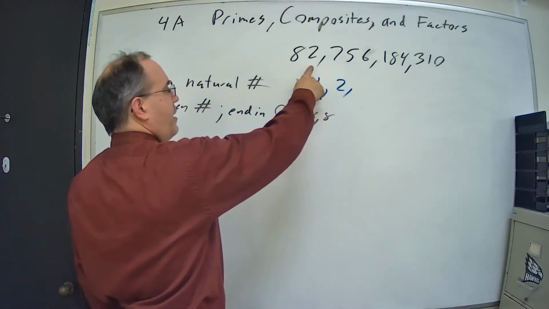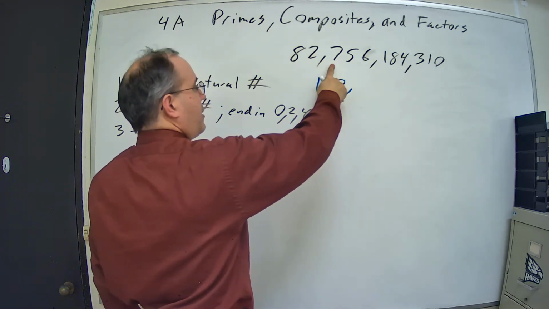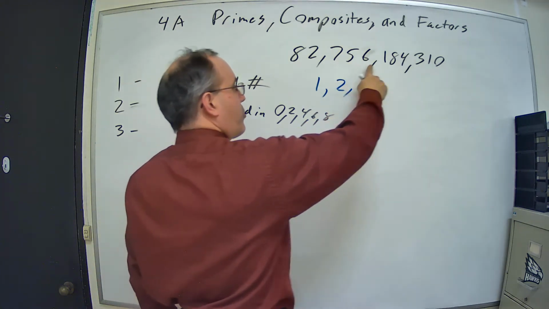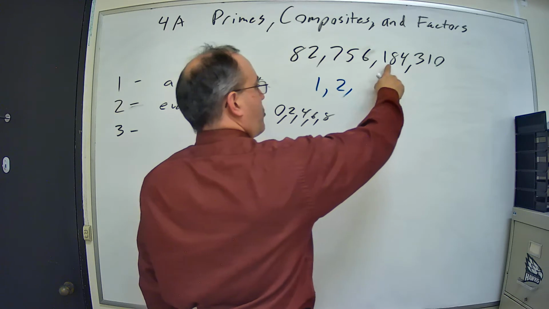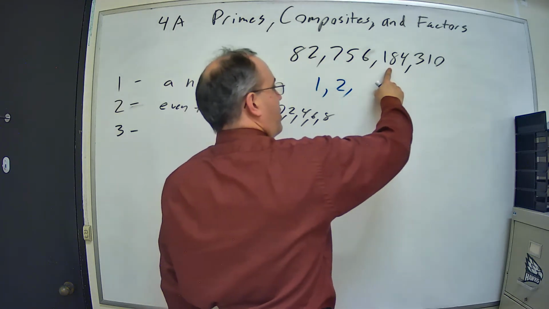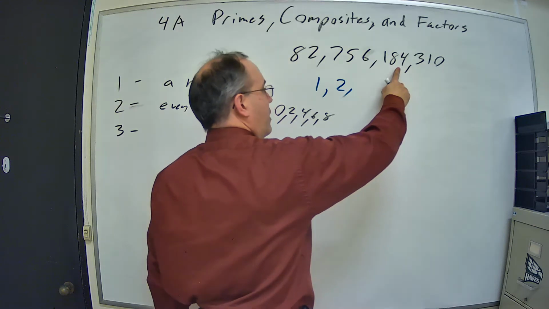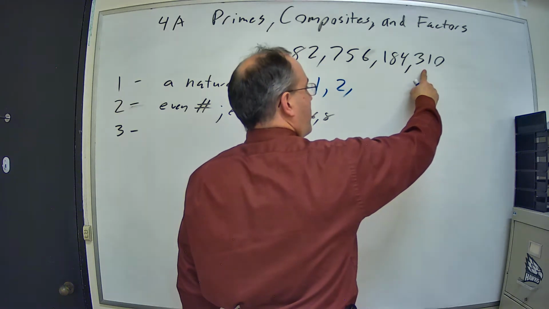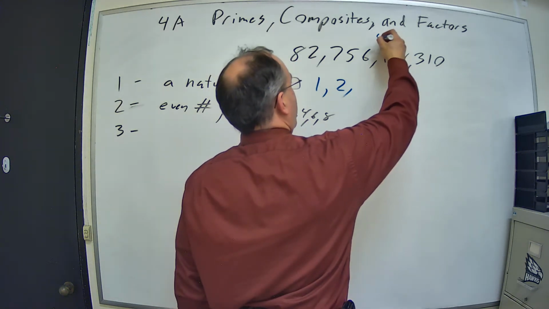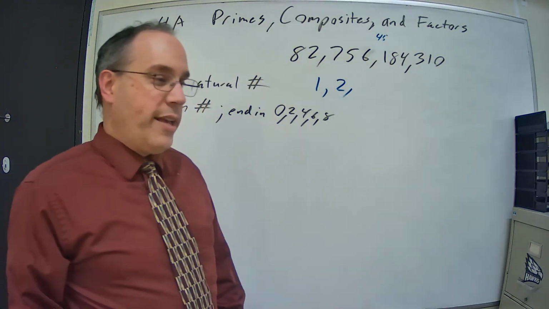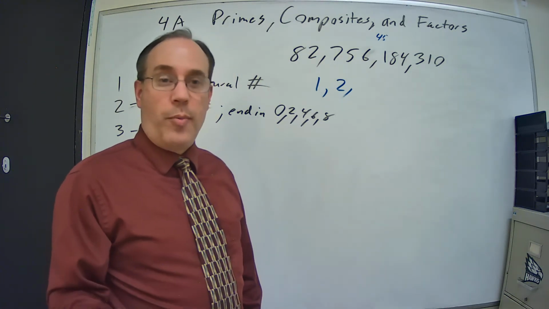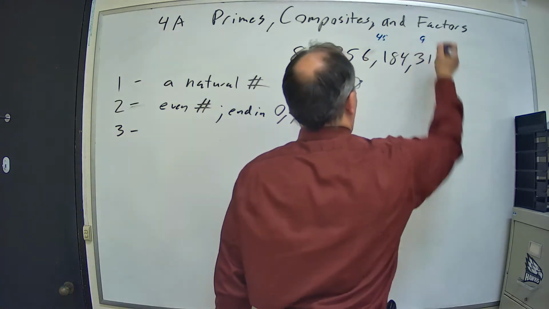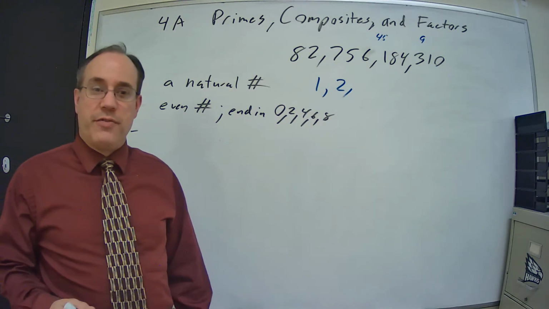8 plus 2 is 10, plus 7 is 17, plus 5 is 22, plus 6 is 28, plus 1 is 29, plus 8 is 37, plus 4 is 41, plus 3 is 44, plus 1 is 45, plus 0 is 45. So we added them up and got 45. I happen to know that 45 is divisible by 3, but if I'm not sure of that, I could say 4 plus 5 is 9. 9 is definitely divisible by 3.